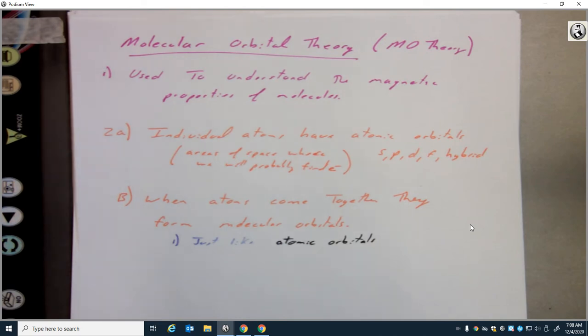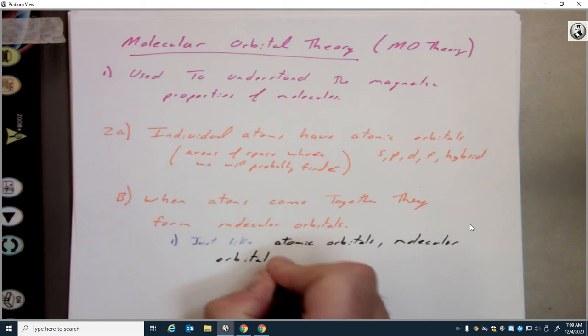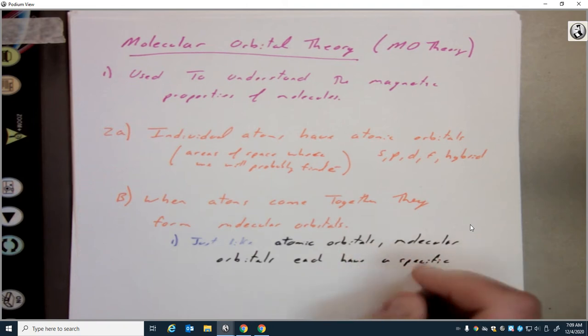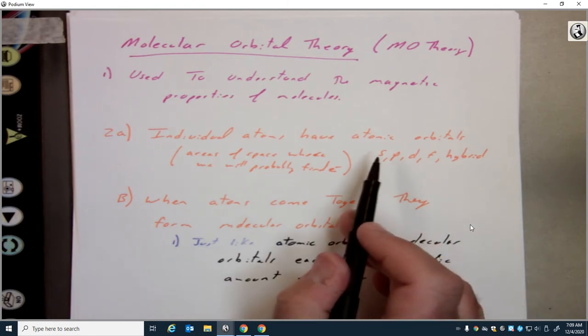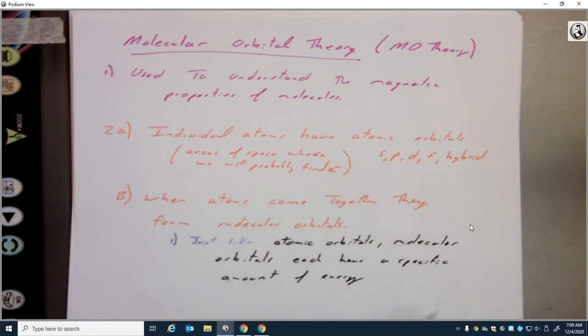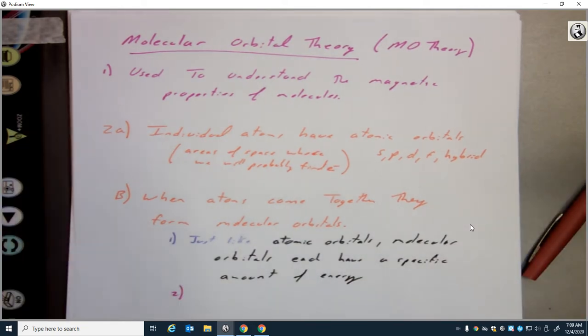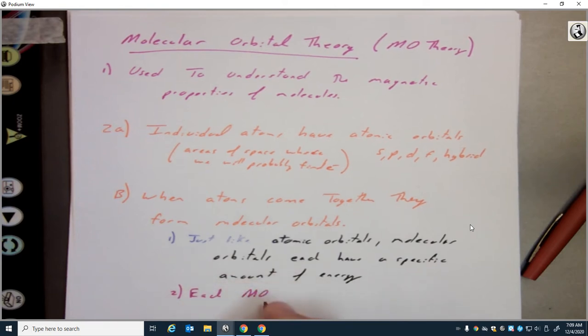Just like atomic orbitals, molecular orbitals each have a specific amount of energy. So just like the S has less than the P, and the P has less than the D, and so on and so forth, we have the same thing that happens in molecular orbitals. Just like our atomic orbitals, each molecular or MO orbital can only have 2 electrons, and they have to have opposite spin.